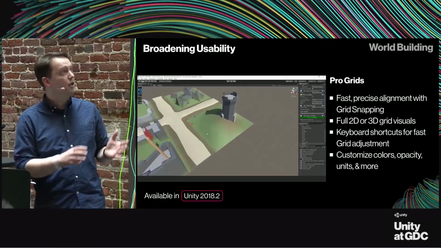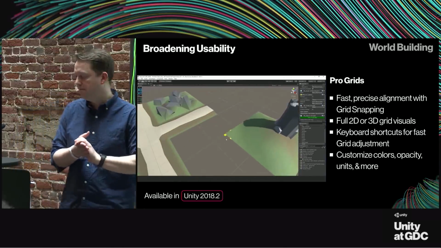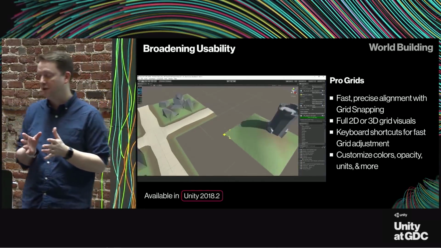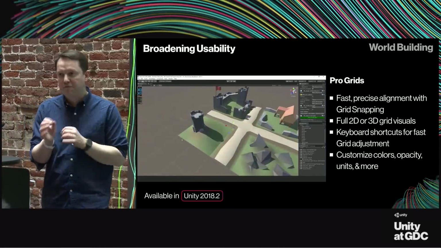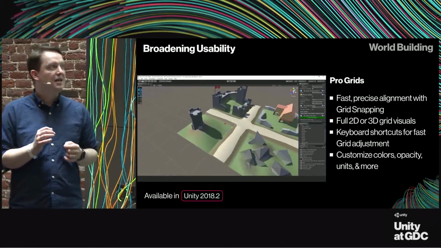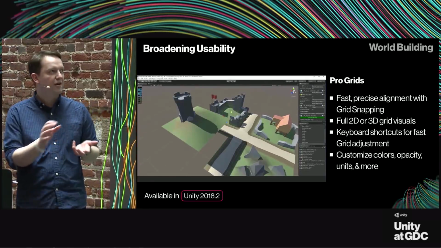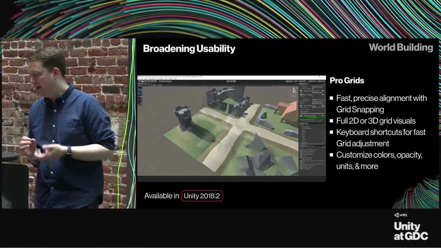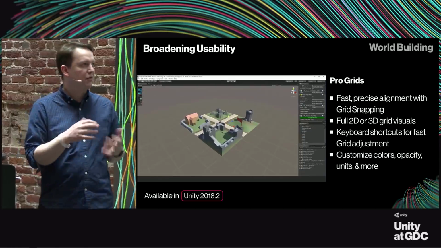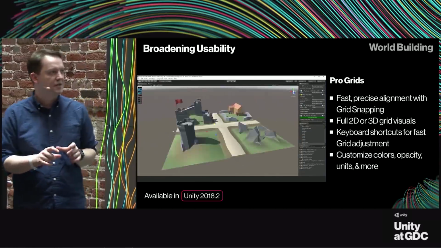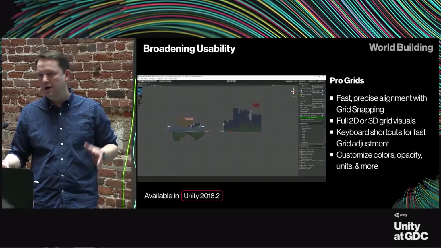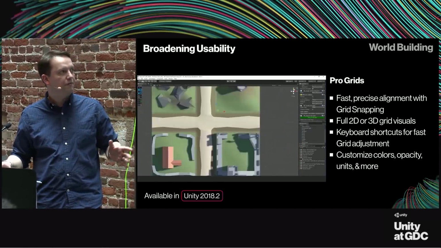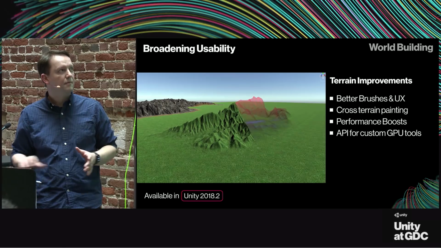So, moving on, ProGrids. This is solving one of the major pain points we know are out there with a product, around being able to really quickly, precisely work in the editor: grid snapping, being able to really use all the quick shortcuts to snap things together and move things around. This will be available at 18.2, again, as a full part of the product.